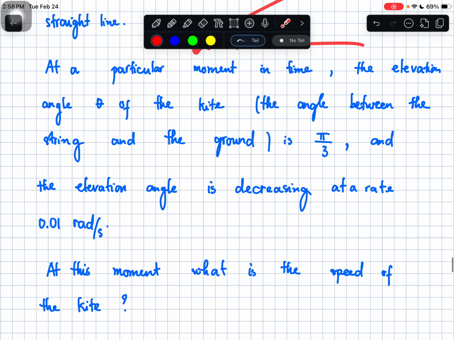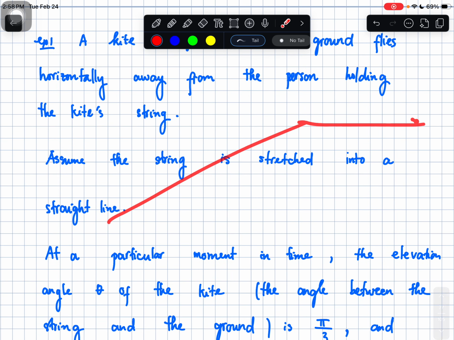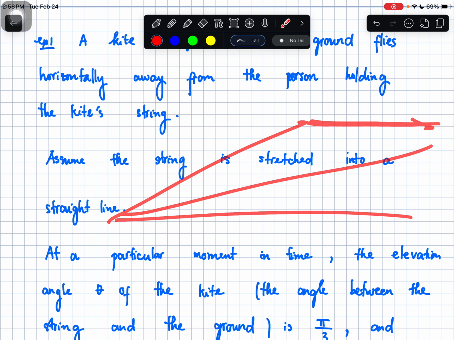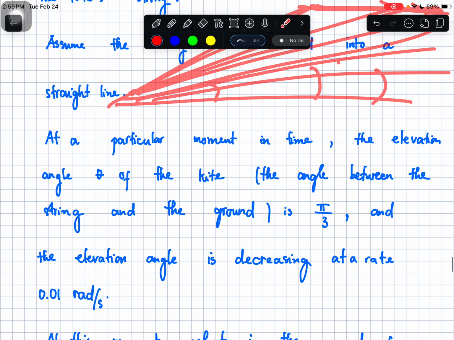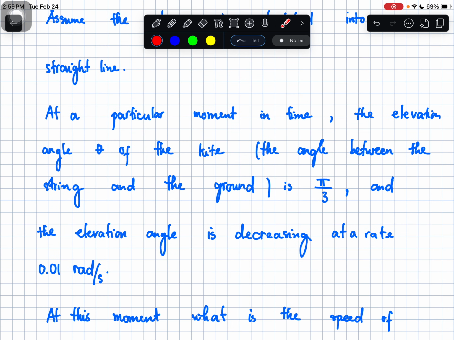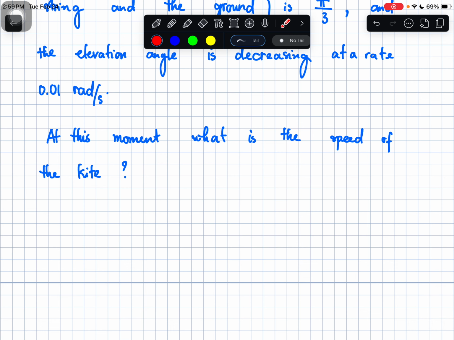Then we also have the elevation angle is decreasing. Yes, if the kite flies like this, the angle will be decreasing, right? Because it's here and it flies away from the person, so the angle keeps getting smaller and smaller. So it's decreasing at a rate of 0.01 radian per second. This means that we have d theta over dt, which is minus because it is decreasing, 0.01. At this moment, what is the speed of the kite?